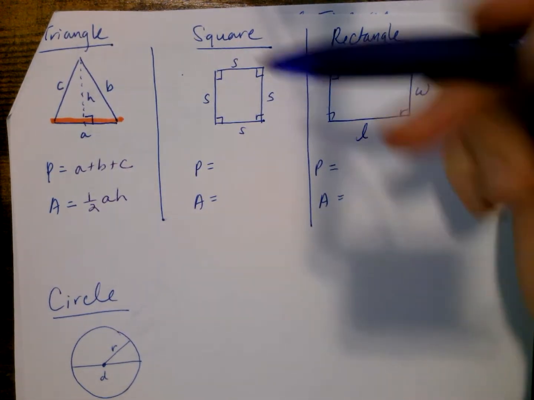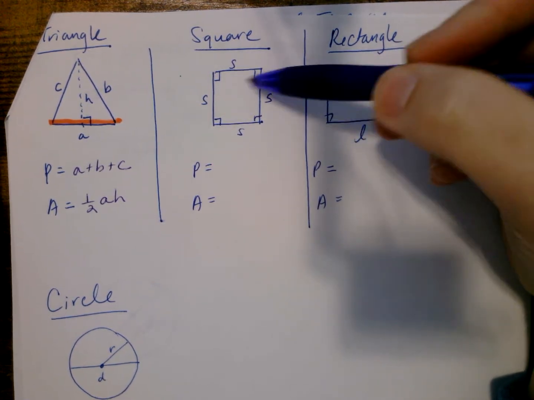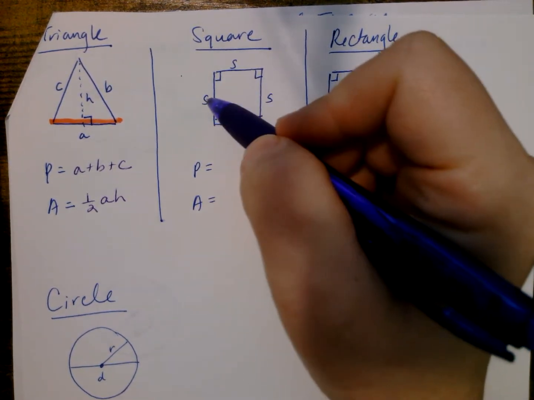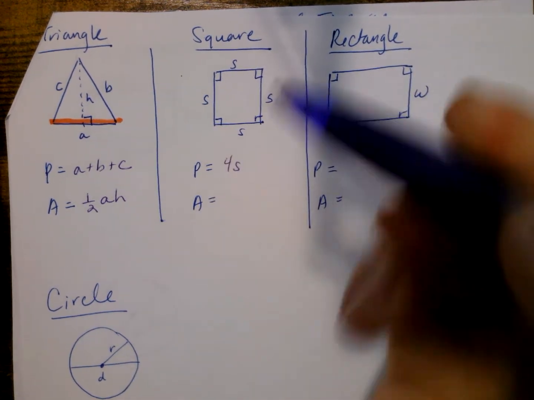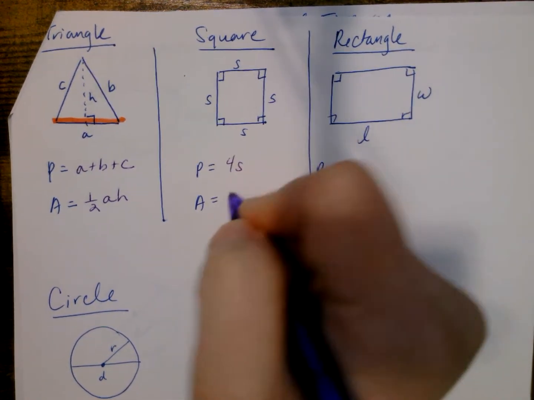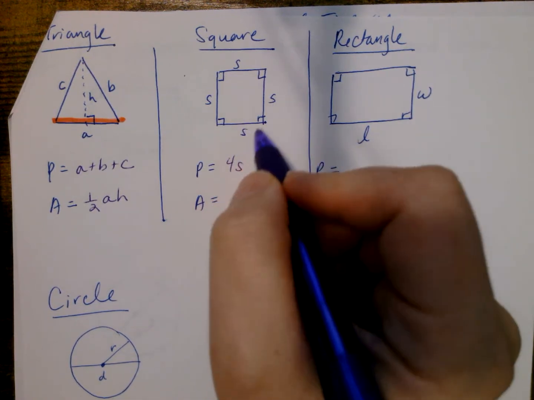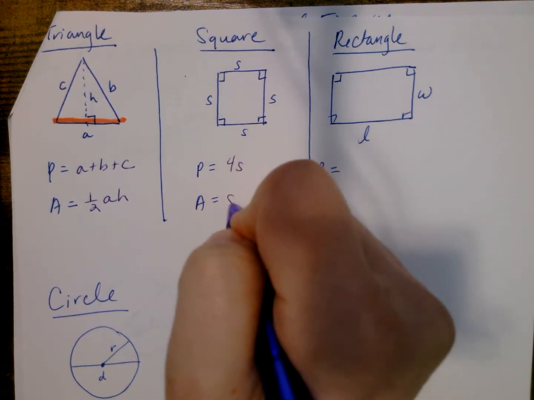A square has all congruent sides and all congruent angles, so the perimeter would be side plus side plus side plus side, or 4 S's. But again, you could just add up each one. The area would be side times side, or side squared.